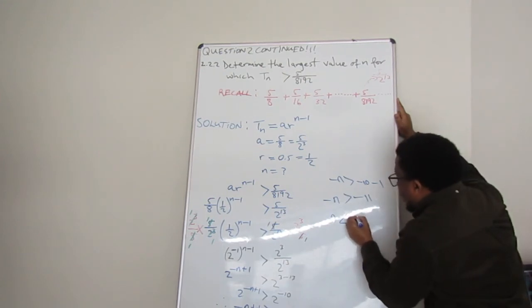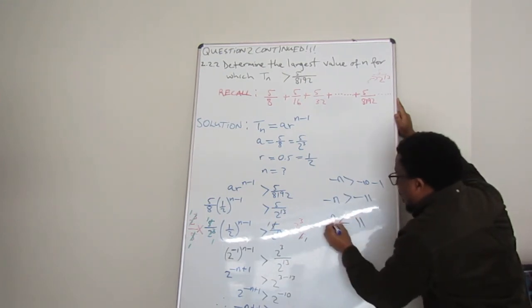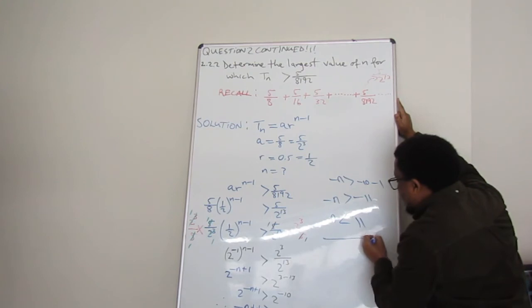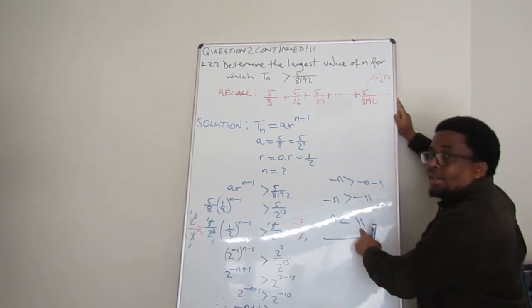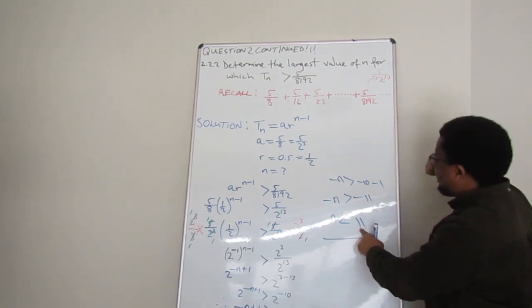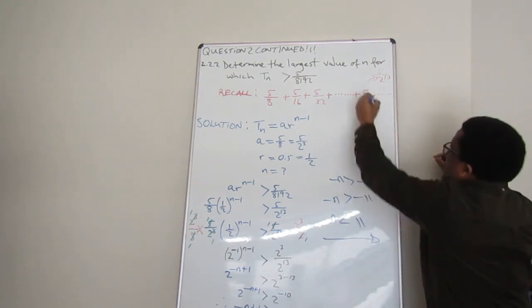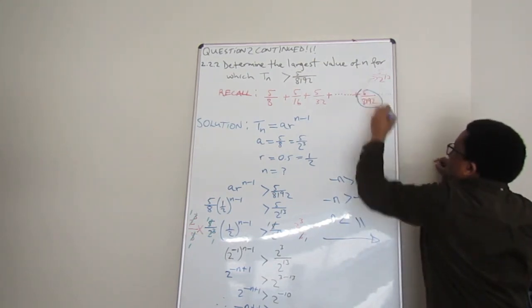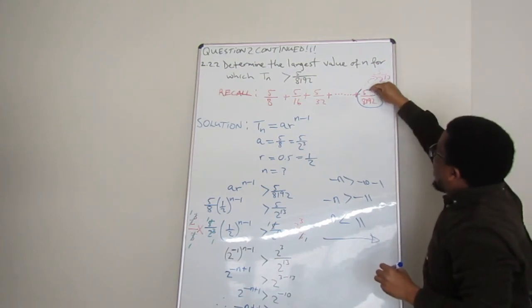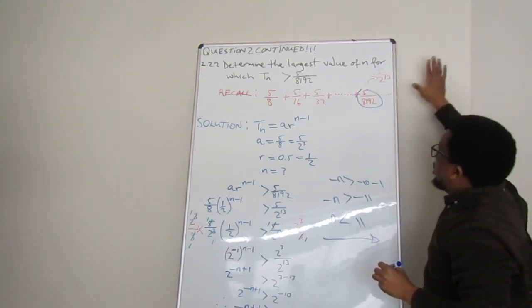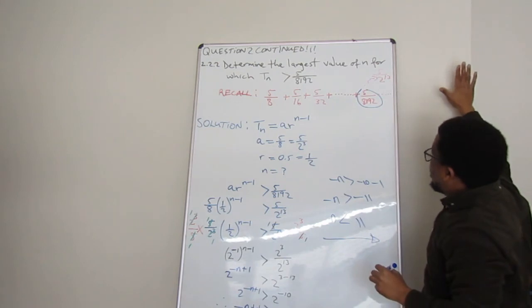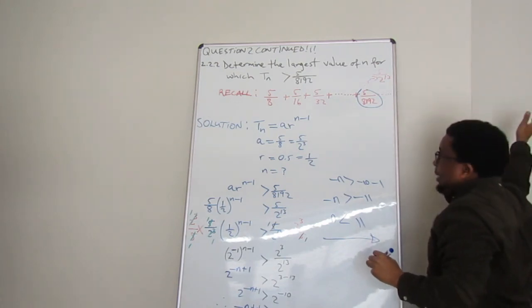Then this will be what now? Positive 11. So n will have to be less than 11 in this case, right? Now, if I wanted to, you could solve this and find out what is 5 over 0.8192, which will give you a certain value, 0.00 and so on.